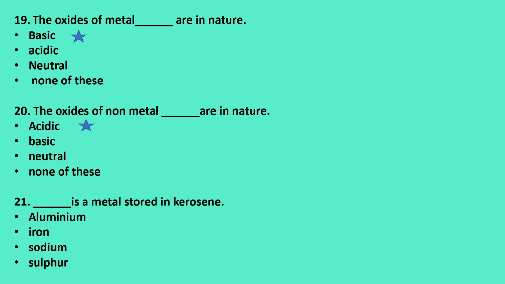Question number 21. Dash is a metal stored in kerosene. So which metal is stored in kerosene? It is aluminium, iron, sodium or sulfur. The correct answer here is sodium. Sodium is a metal that is stored in kerosene.